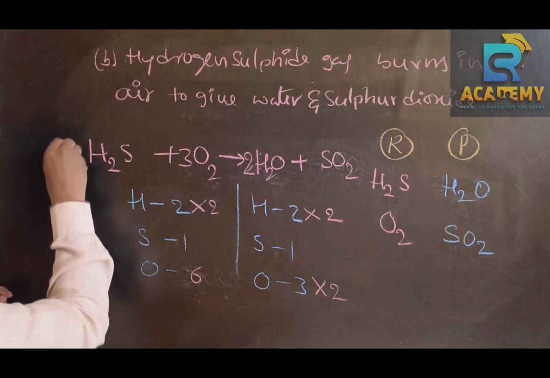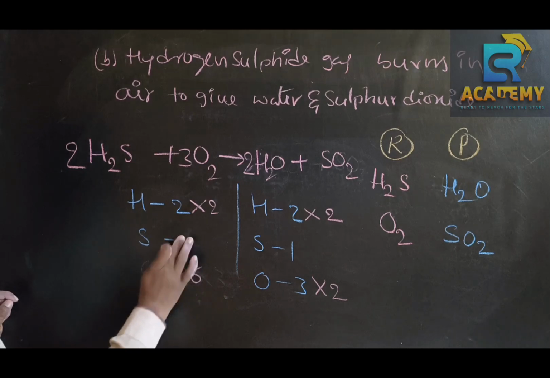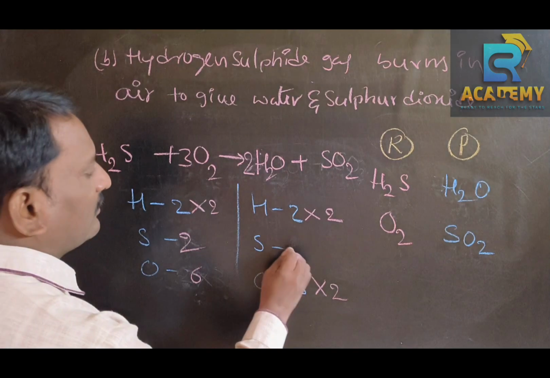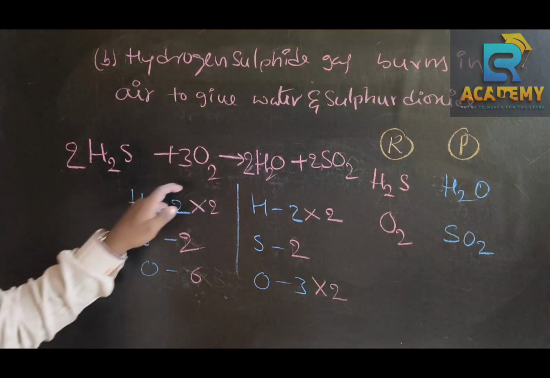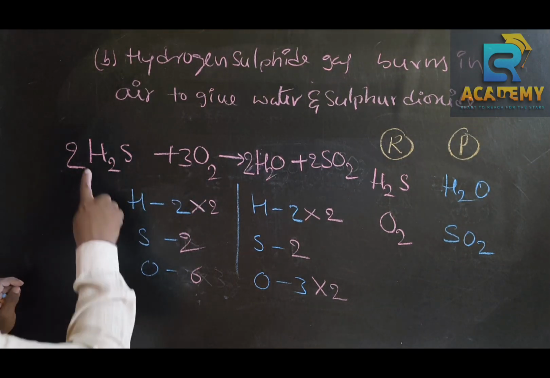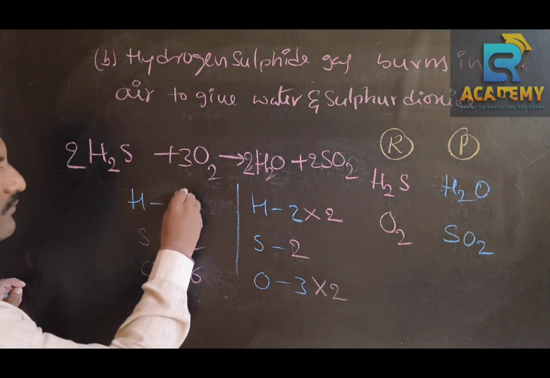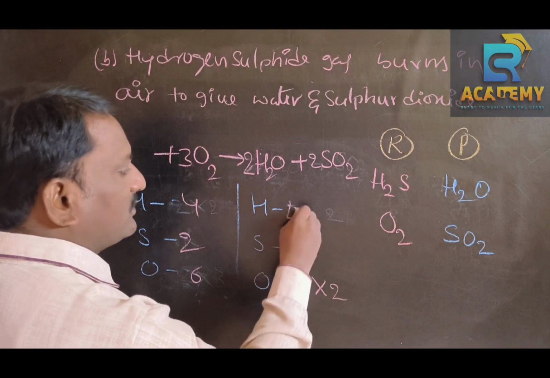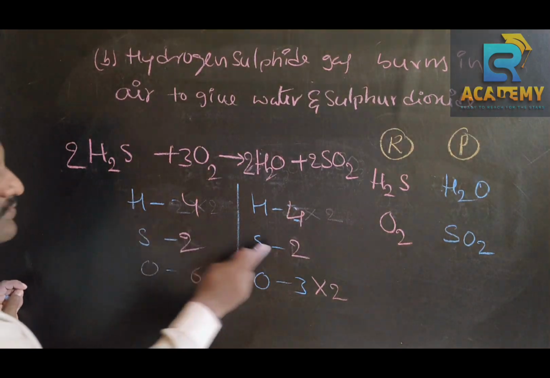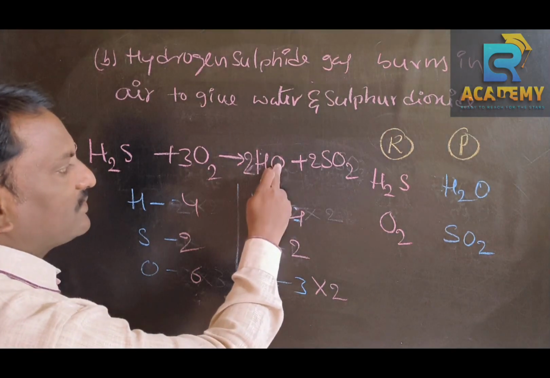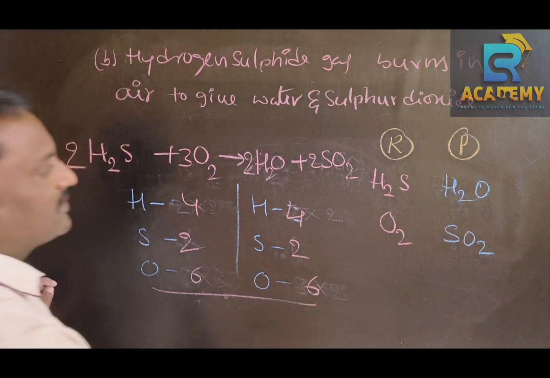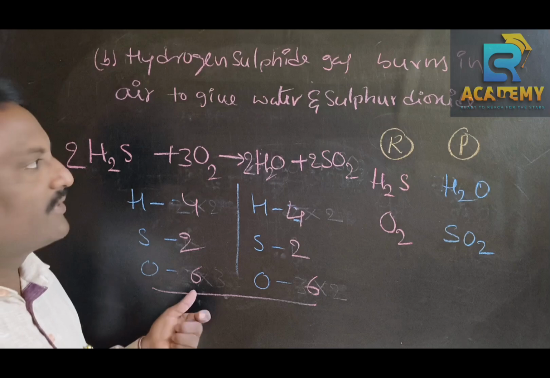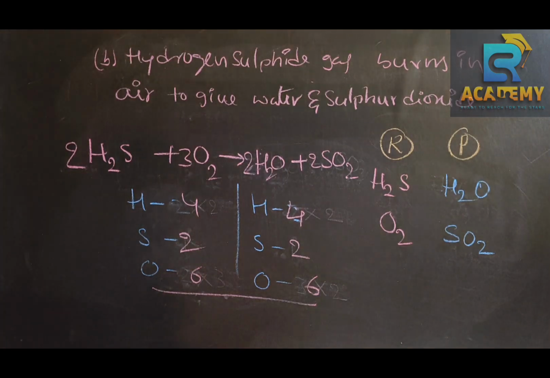2 and 2. Sulfur becomes 2. Let's multiply with 2. Now check. Hydrogens 4, hydrogens 4, sulfur 2, oxygens 2 plus 2 plus 2, total 6. It's a balanced chemical equation. Make a note.